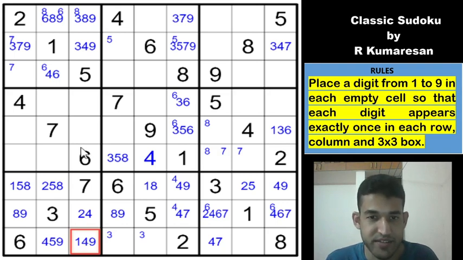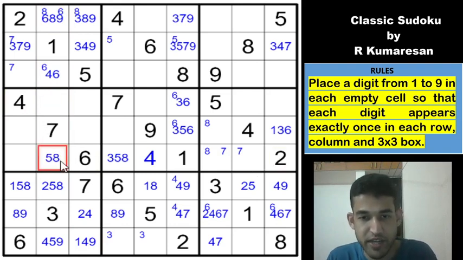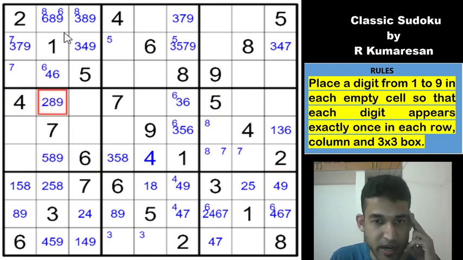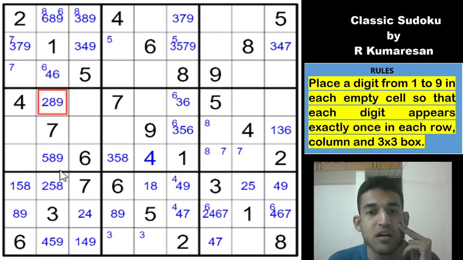Still nothing, guys. So 1, 3, 7, 4 and 6. So these two cells must be 2, 5, 8 and 9. You have a 2 here, so this is a 5, 8 and 9. And you have 5 here, so this is 2, 8 and 9. Any triplet along the column or something? Nothing.